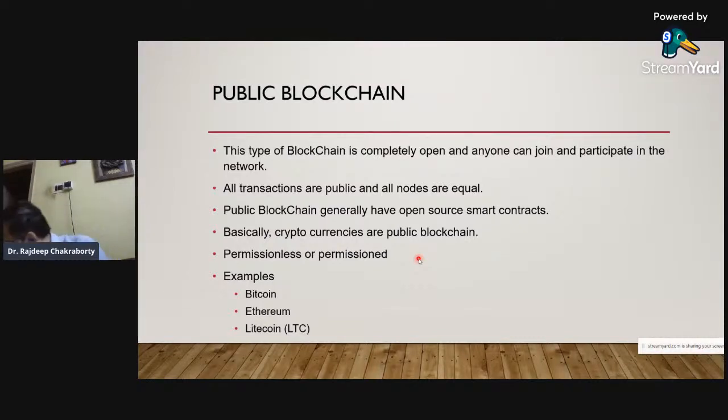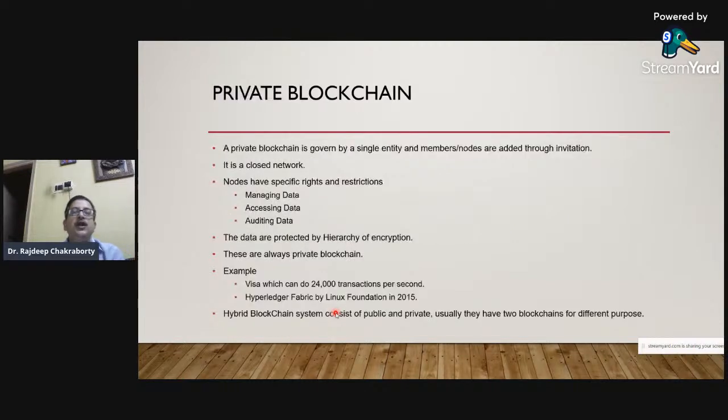That means your blockchain is public. So it is permissionless or permissioned. Buying a cryptocurrency, you do not need any permission because it is open to all. And some blockchains are there where you first need permission to enter the blockchain. Then this total blockchain will be open to you. So in the public domain, there are basically Bitcoin, Ethereum, and Litecoin. These are some examples of public blockchain.